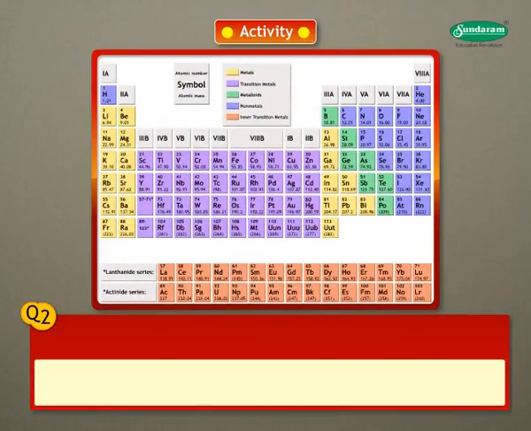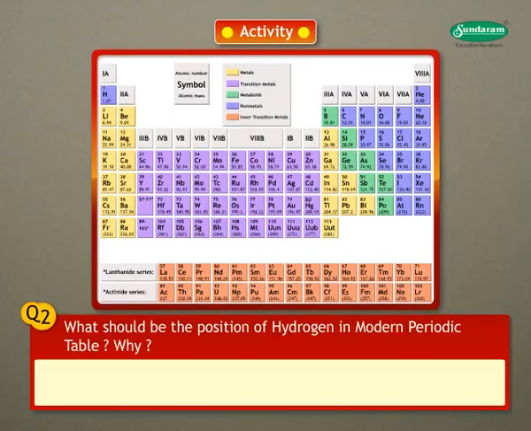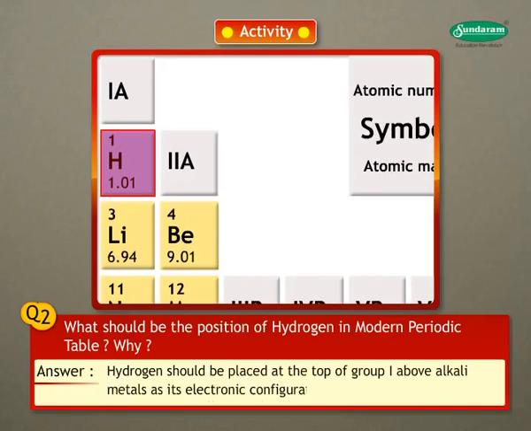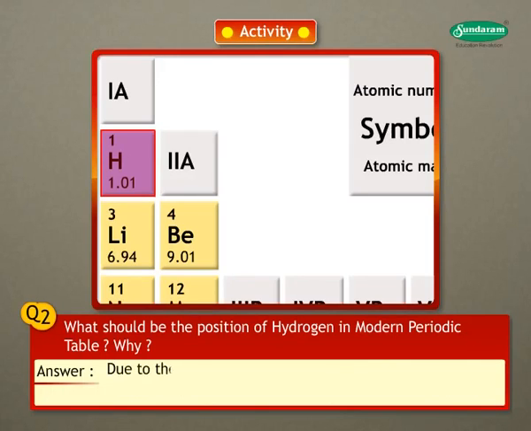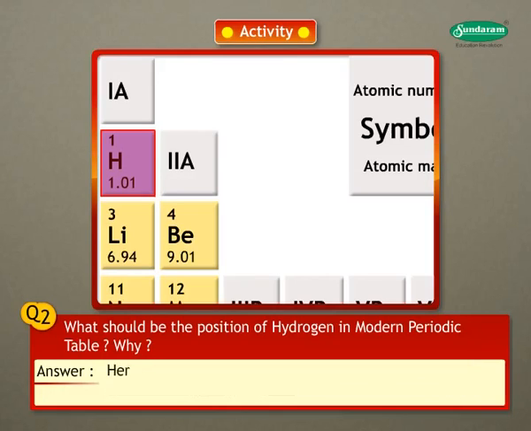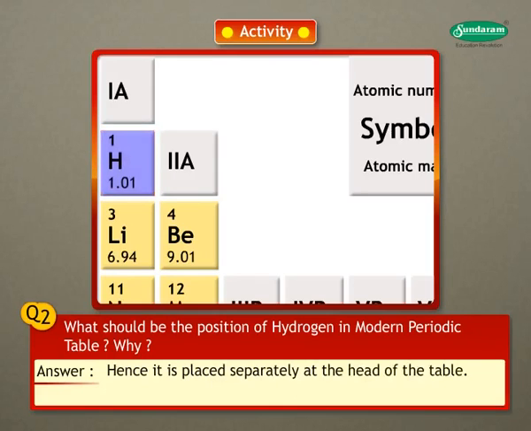Question 2. What should be the position of hydrogen in the modern periodic table? Why? Answer. Hydrogen should be placed at the top of group 1 above alkali metals, as its electronic configuration is similar to alkali metals. Due to the small size of the atom, hydrogen's properties are different from alkali metals. Hence, it is placed separately at the head of the table.